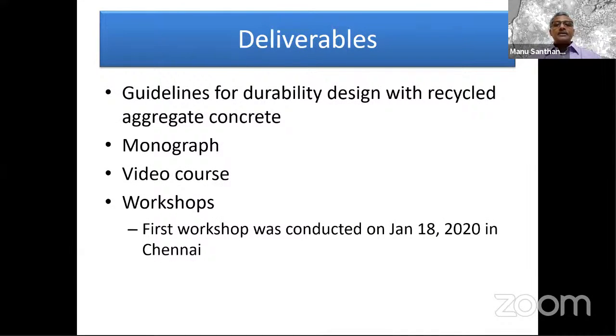What we hope to deliver from this project are guidelines for durability design with recycled aggregate concrete. And of course, there will be a set of workshops that we'll be conducting. The first workshop was conducted on Jan 18, 2020, earlier this year in Chennai, where Professor Mark Alexander from University of Cape Town also took part. We'll also be recording lectures for a video course that will be offered in the near future. And of course, we'll also have a monograph that will come out at the end of this project to ensure that we are able to capture all the essence of what we have actually learned through the course of this project in a written document.